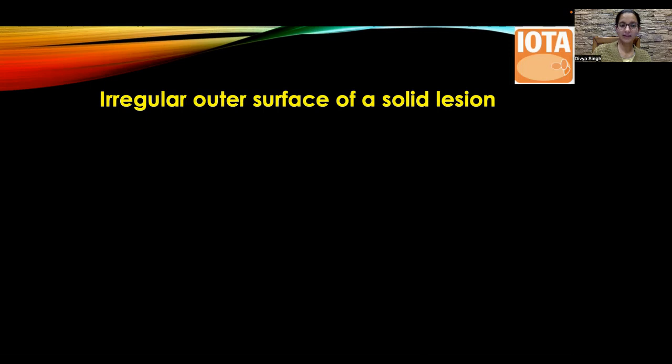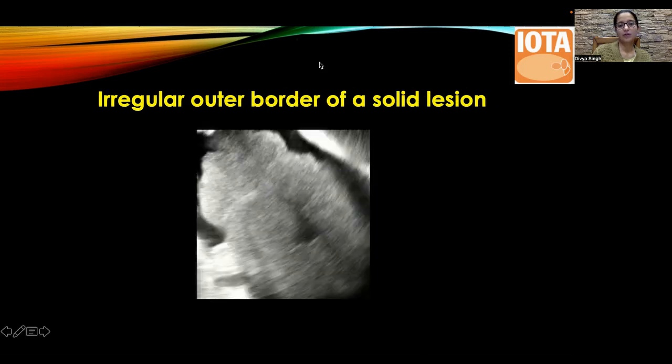When we see a solid lesion, then what we look for is the outer surface. In a cyst, we look at the inner part of the wall, whereas in a solid lesion, as you see here, this lesion is predominantly solid. What we look for is its outer border, and we can make out that the outer border of this solid lesion, which is outlined by ascites, is irregular. So irregular border is seen in a solid lesion on the outer surface, whereas irregularity of the cyst is seen along its inner wall.